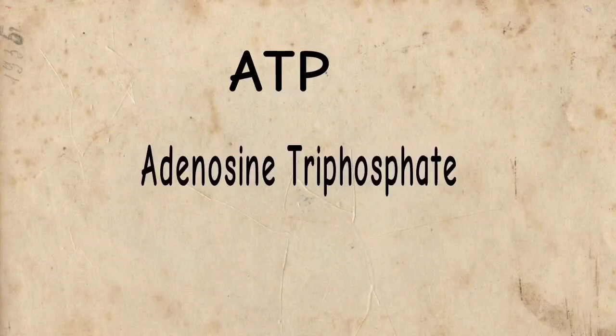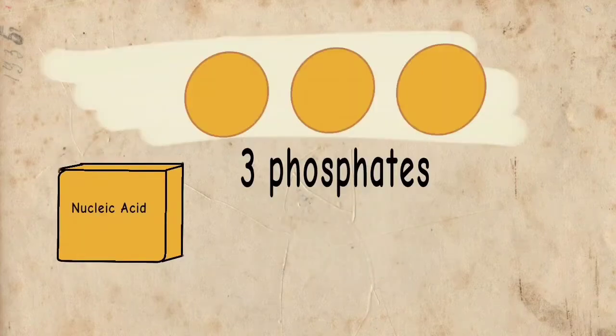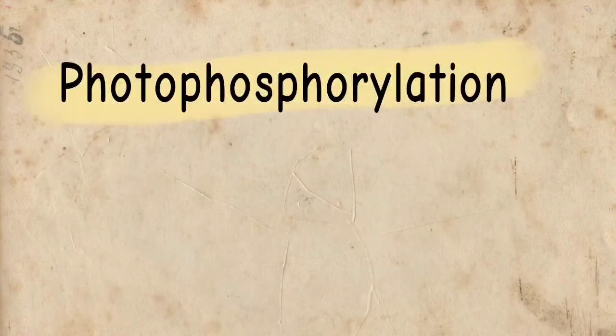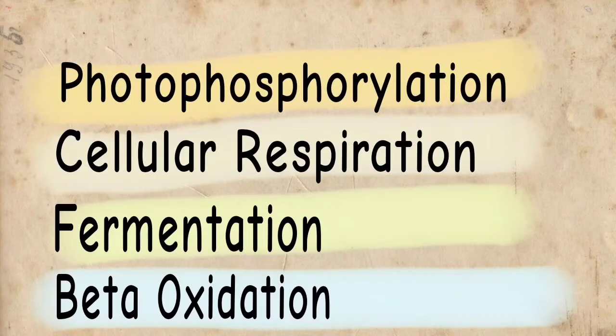ATP, or adenosine triphosphate, is a molecule that carries energy within cells. It is a type of nucleic acid and is action-packed with 3 phosphates. There are processes that produce ATP, including photophosphorylation, cellular respiration, fermentation, and beta-oxidation.